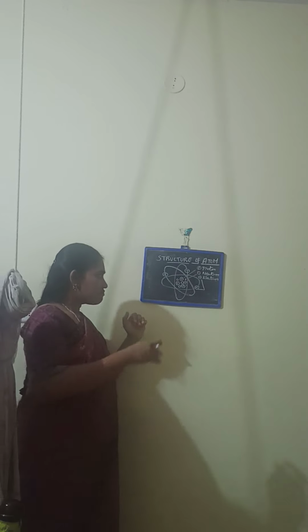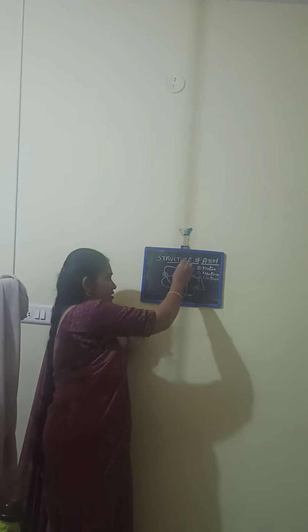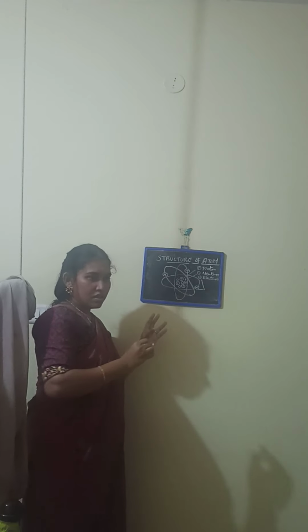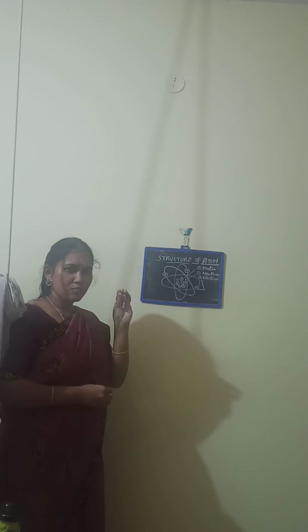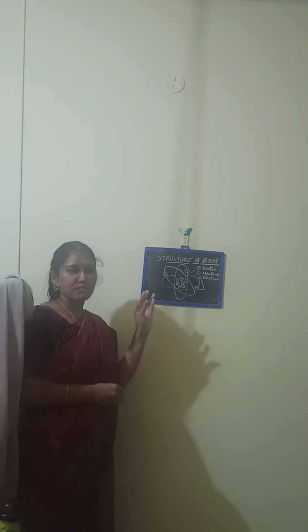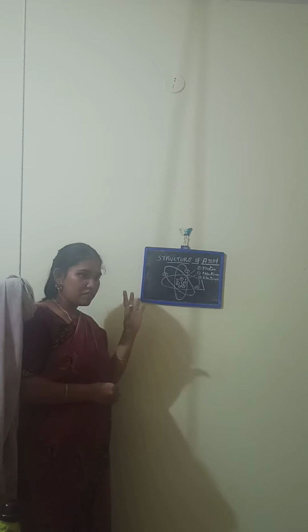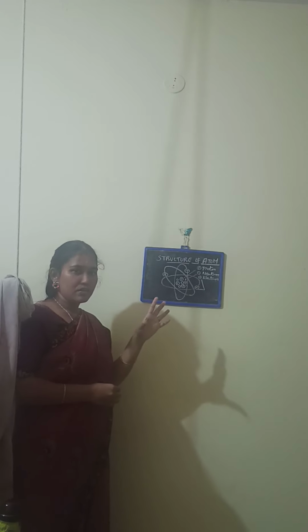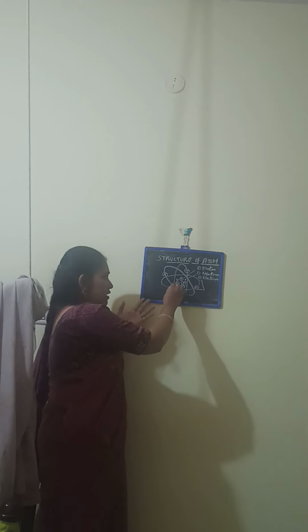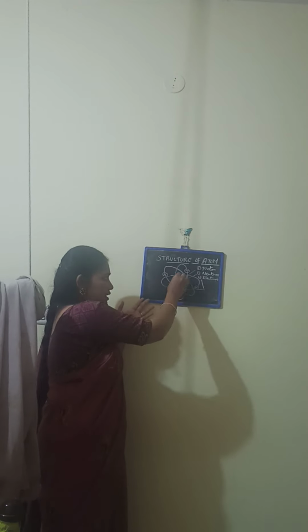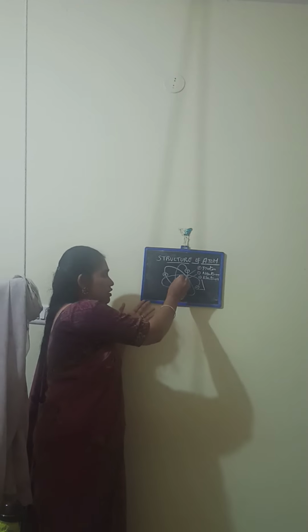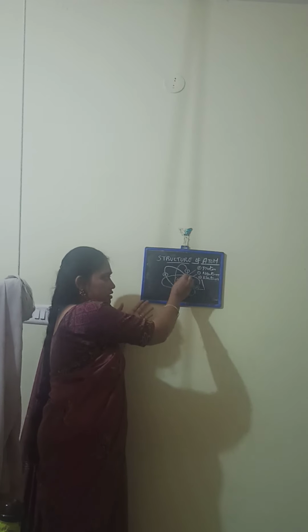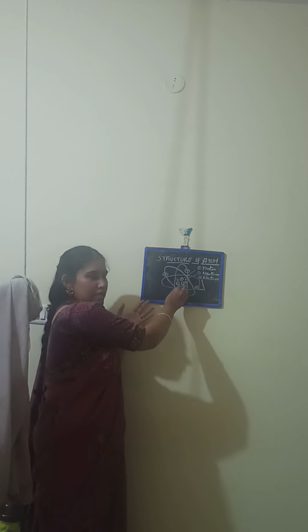Now we see it. This is the structure of an atom. Actually, an atom is a very small and fine particle. In this small particle, there is one center area. This is called the nucleus. This area we say is the nucleus.